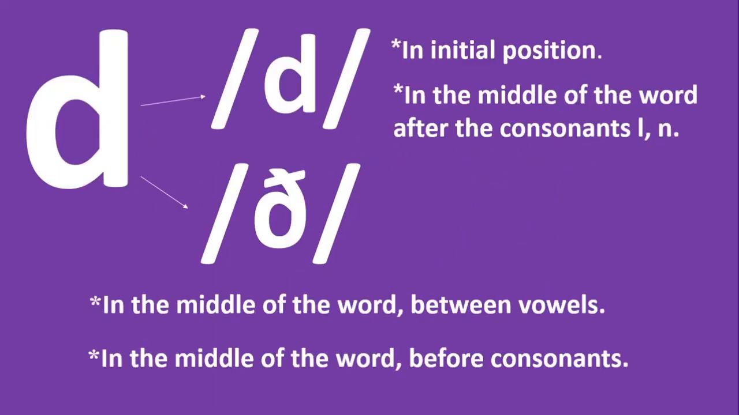Letter D in Spanish has 2 sounds. To produce the first sound, the tip of the tongue has to touch the inner face of the upper incisors. This sound is produced when the letter D is in initial position or in the middle of the word after the consonants L and N. The second sound is similar to the English dental th in father, in the middle of the word between vowels or in the middle of the word before consonants.